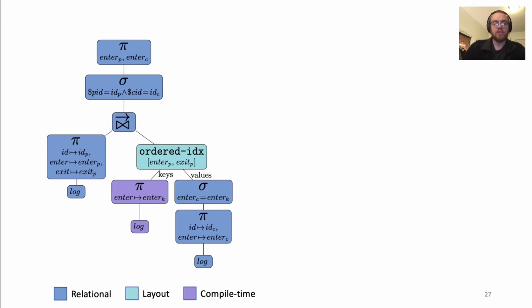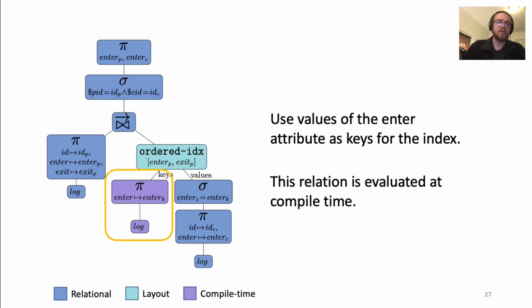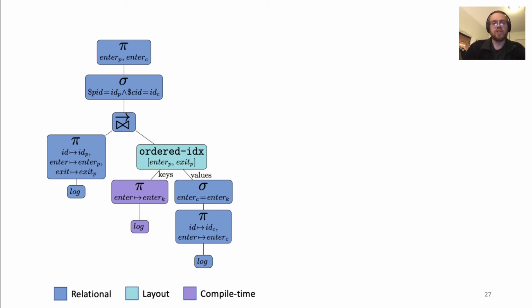We can see that this ordered index consists of two pieces. We're going to use the values of the enter attribute for keys for the index. So we have one relation that specifies the keys in the ordered index, and this relation has to be evaluated at compile time, so we can construct the data structure. We have a second relation which specifies for each key the corresponding set of values. At this point, we don't have a layout specified for that second relation.